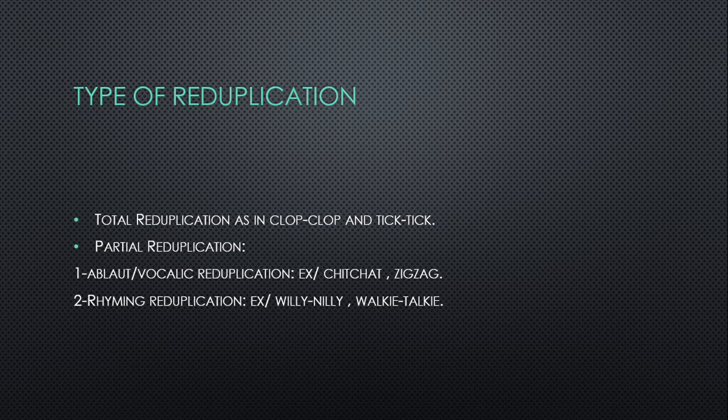So partial reduplication is of two types, that is ablaut or vocalic reduplication, and then comes rhyming reduplication. Vocalic reduplication is also called echo formation, in which you just change the vowel sound, and the rest of the part of the word remains the same. For example, if I say chit chat, zigzag, seesaw, I have changed the vowel sound. In chit there was an i sound, and in chat there was an a sound. I have replaced i with a, so a new word is formed, that is chit chat. Then the same is for zigzag.